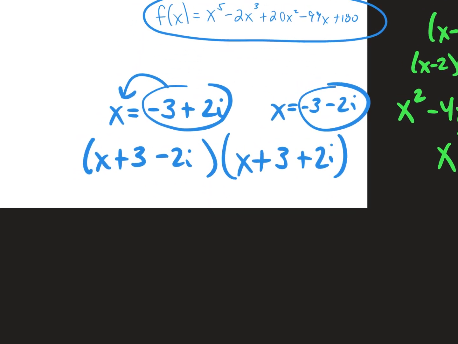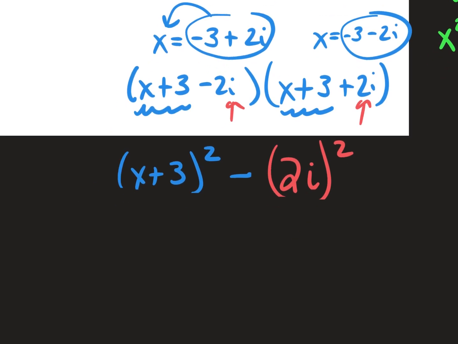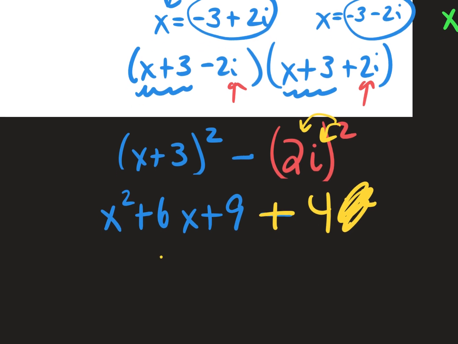So if you were going to FOIL this together, x times x times 3, x times 2i, you could do that. Or you could just say, oh, this is the difference of squares. I have x plus 3 squared minus, what's the second term? 2i. Don't worry about the sign because the pattern will work itself out. So if you FOIL x plus 3 times x plus 3, that gives you x squared plus 6x plus 9 minus, this 2 goes to both of these. So what does this become? 4i squared. What do you do with I squared? You cross it off, change the sign. So this becomes x squared plus 6x plus 13.